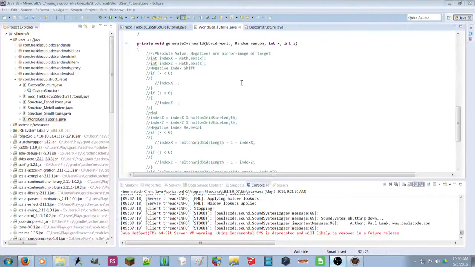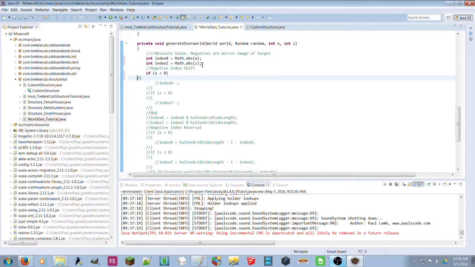So now that you understand the concept behind that, we're back to our code to actually do that. We're going to go to our generate overworld function. We're going to create two indices, index x and index z. They're going to be equal to the absolute value of the number that we pass in, which for positive numbers isn't going to do anything. Now we're going to shift the indices down by one.